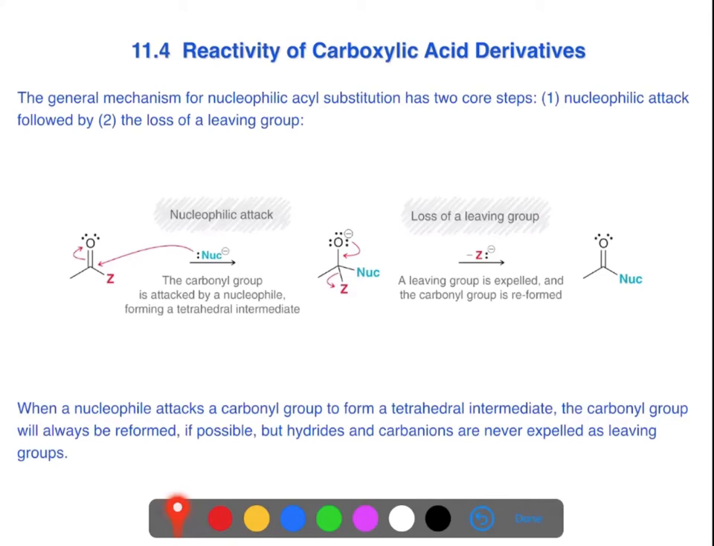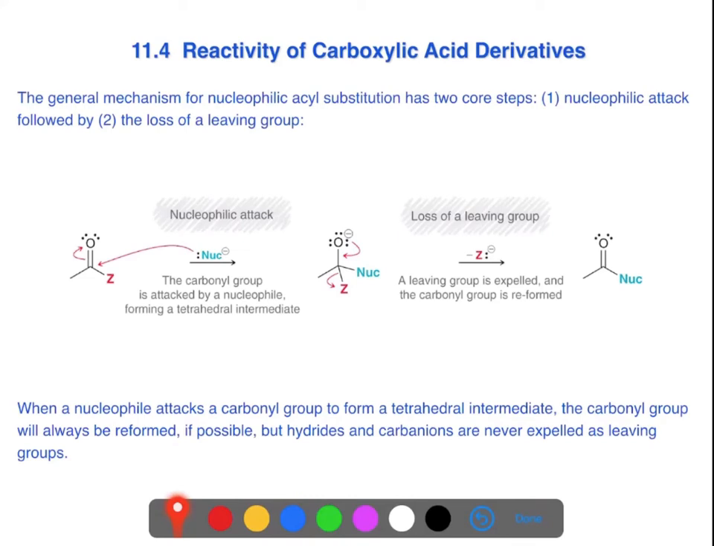Now, this mechanism is carried out in two steps, again using two of the arrow pushing patterns that we learned earlier. It involves nucleophilic attack and loss of the leaving group. This is different from nucleophilic addition, which involved nucleophilic attack, but the second step was a proton transfer of the tertiary alkoxide intermediate. But for nucleophilic acyl substitution, we have reformation of the carbonyl and loss of the leaving group to give us a new carbonyl-containing compound.